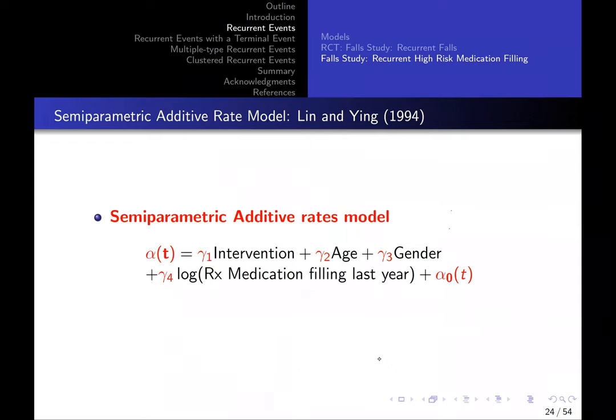The other model which I wanted to talk about here is the additive rate model proposed by Lin and Ying, which doesn't involve any non-parametric estimation, but is semi-parametric in a way that it's similar to the Cox model. This can be fit using the aalen-type reg function, I think, in a certain library. You can fit that. It's also straightforward.